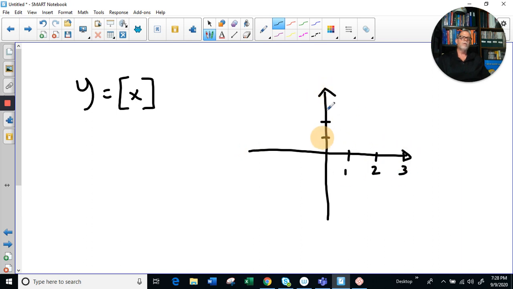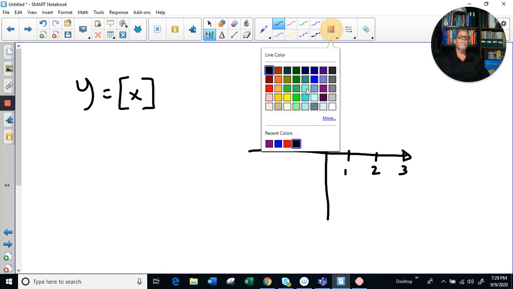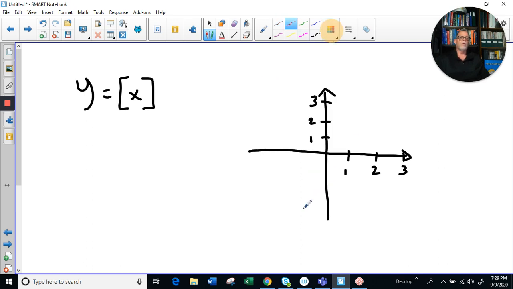Now let's start thinking about generating y's from x's. If I start out, for example, at x equals 0, and I put 0 in for x, y is the greatest integer not greater than 0. That's 0.